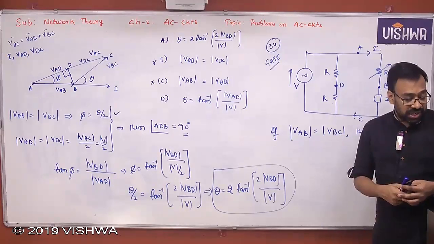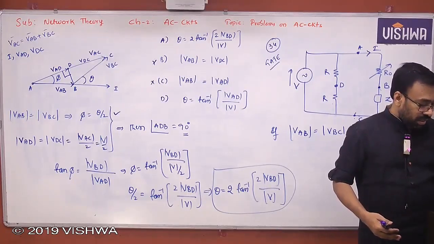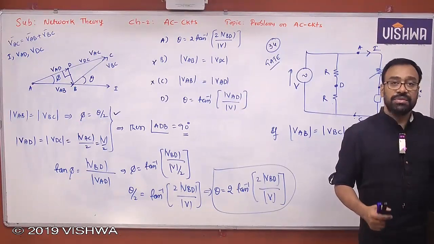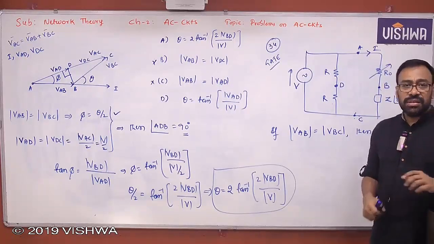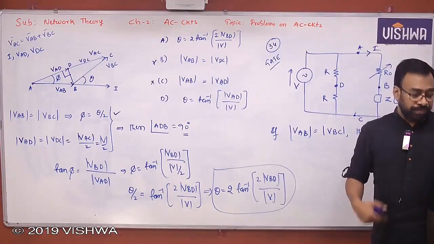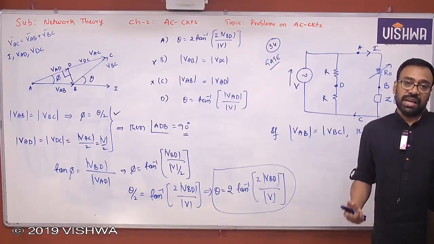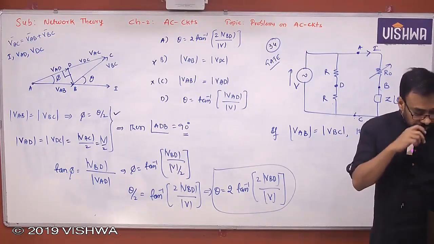So I stop the session here and we are going to discuss some more problems in the next session. I would even like to take up some theorems in the next class. AC theorems, we will see. AC theorems, DC theorems, there is no difference, right? Only you are dealing with complex values in AC theorems. But the maximum power transfer theorem is different in the case of AC as compared to DC. That we'll see in the next class. I stop the session.